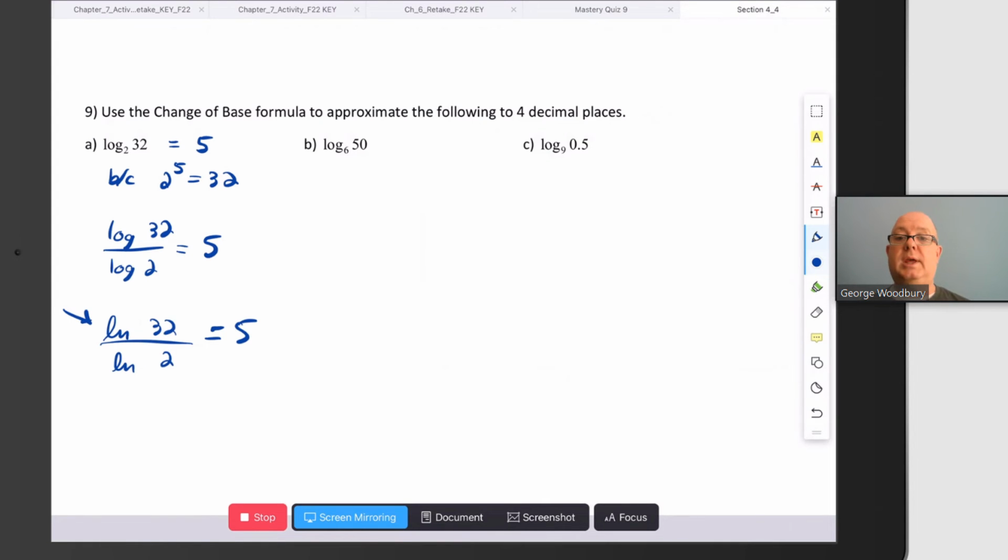All right, B, log base 6 of 50. So I know that 6 squared equals 36. That tells me that log base 6 of 50 has to be greater than 2 because 50 is greater than 36. I also know that 6 to the 3rd power equals 216, and so the logarithm's got to be smaller than 3. So we're looking for an answer somewhere between 2 and 3, and we can approximate that by finding the natural logarithm of 50 and dividing that by the natural logarithm of 6.